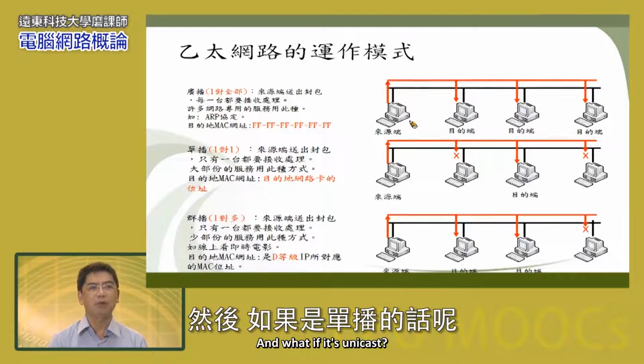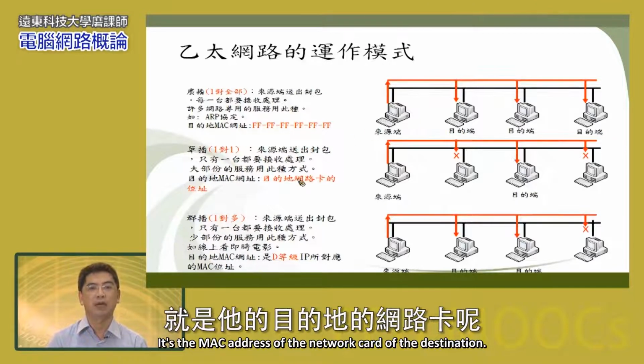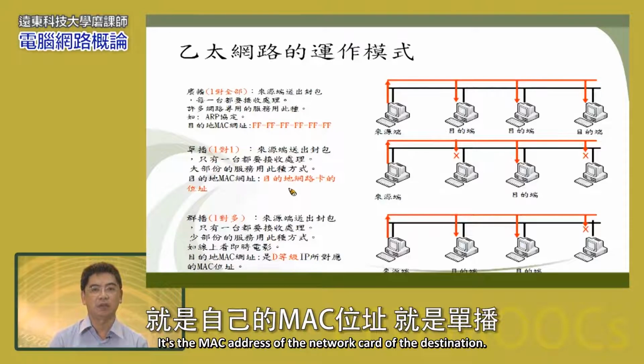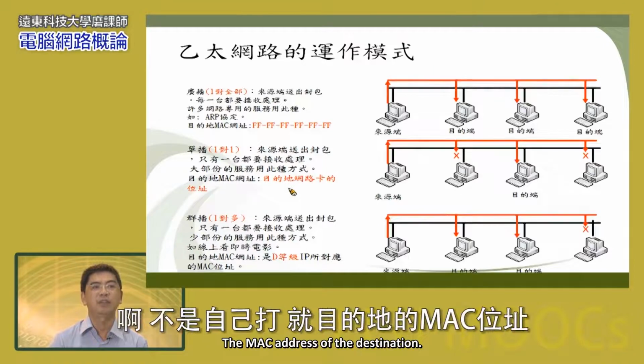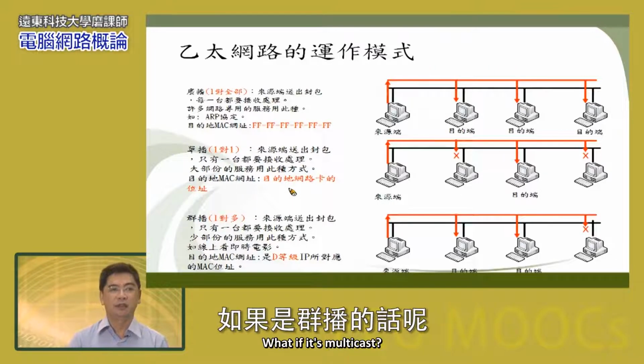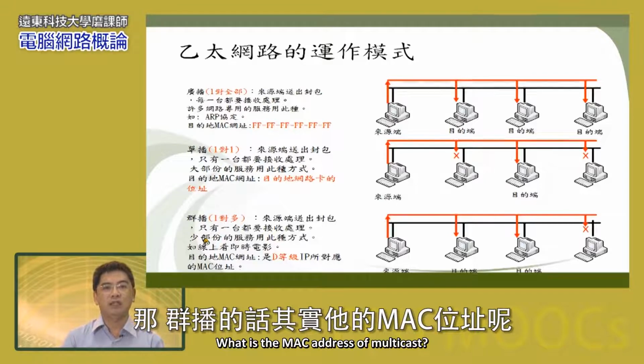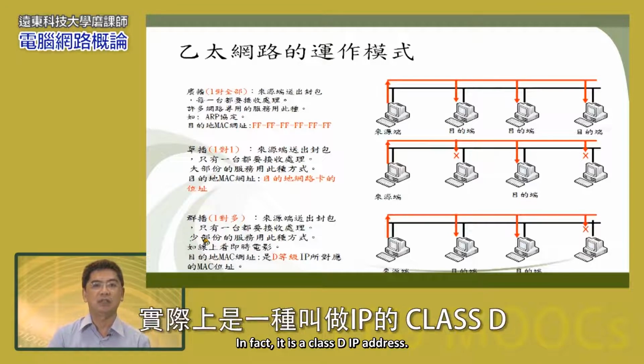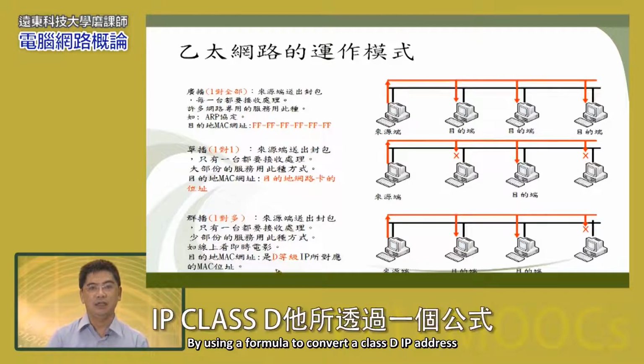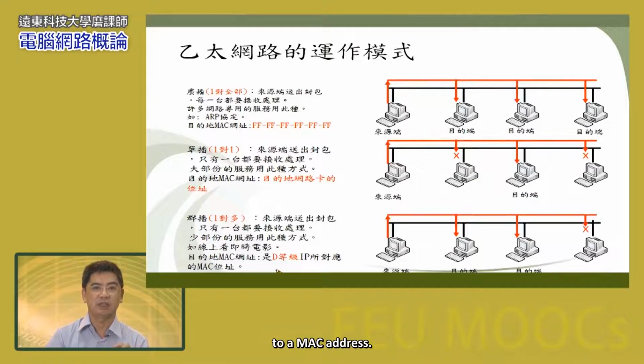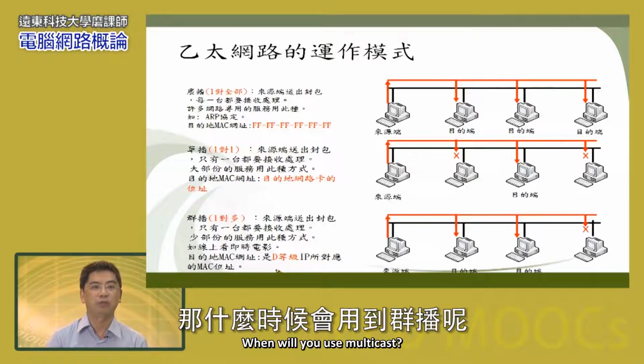And what if it's unicast? It's the MAC address of the network card of the destination. The destination MAC address is that of the destination computer. What if it's multicast? What is the MAC address of multicast? In fact, it is derived from a Class D IP address, using a formula to convert a Class D IP address to a MAC address.